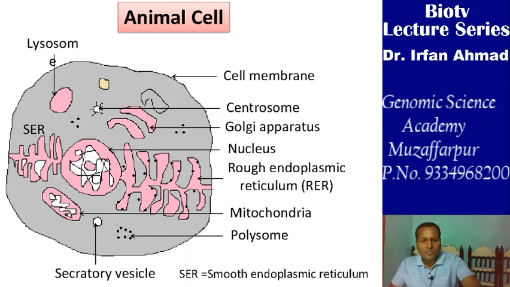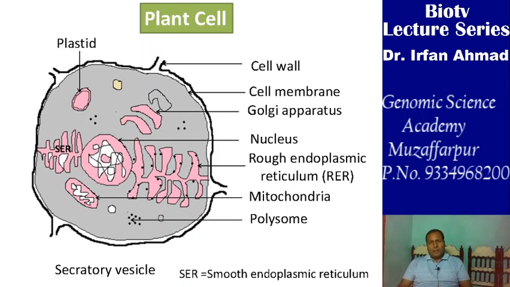Now, the next slide explains the intracellular compartment system of the plant cell. There are certain differences between animal and plant cells. Some cell organelles are common to both plant and animal cells, and there are certain differences. As for example, plastid is present in the case of the plant cell, but there is no plastid and no cell wall in the case of the animal cell.